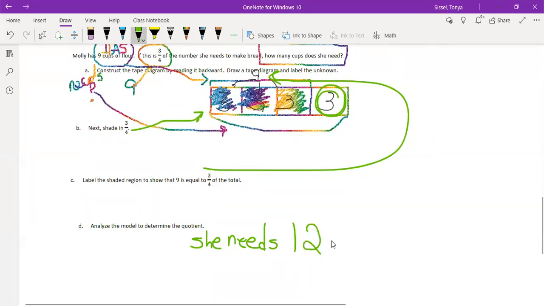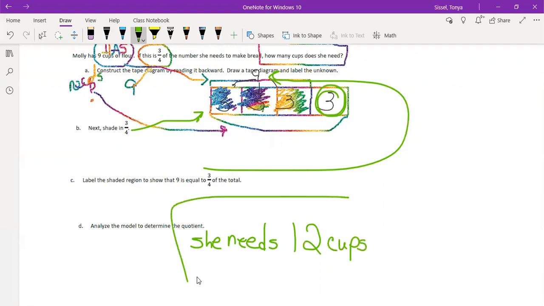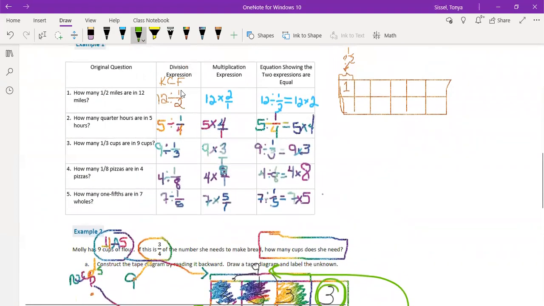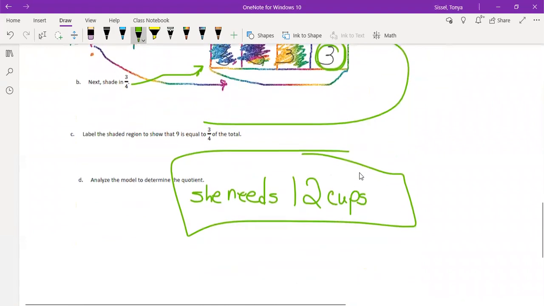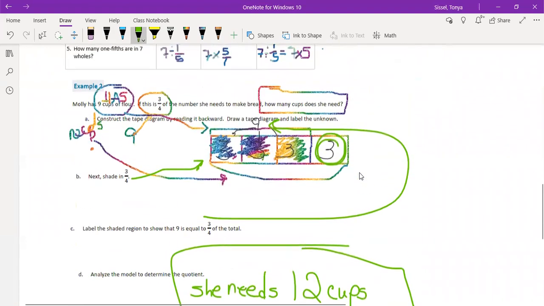She needs 12 cups. And that's our answer. Okay, so I've shown you how to do it by making it into division, then into multiplication. And I've shown you how to do it by making a tape diagram and step by step that way.